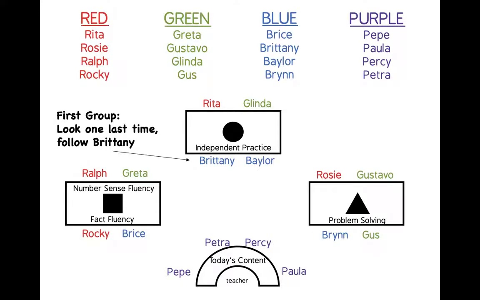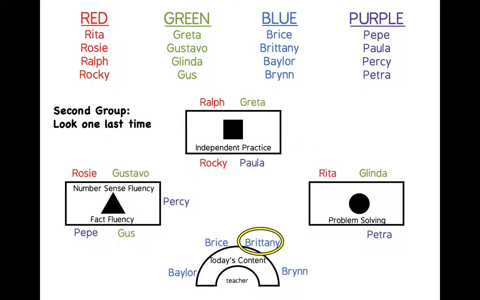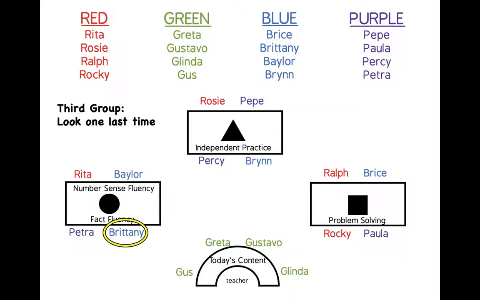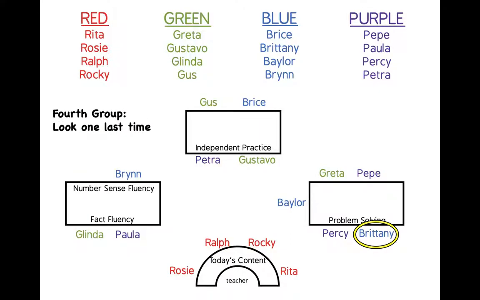This time let's follow Brittany. Brittany is a circle. Brittany travels with the circles Baylor, Glinda, Rita, and Petra. Brittany in the first grouping is at independent practice. The teacher calls her in the second grouping, so she doesn't travel to problem solving with Rita, Glinda, and Petra. But she'll rejoin them at the third grouping at fluency. There she's rejoined Rita, Baylor, and Petra. But she missed a station. So in the fourth grouping, she'll go to problem solving, the one that she missed.